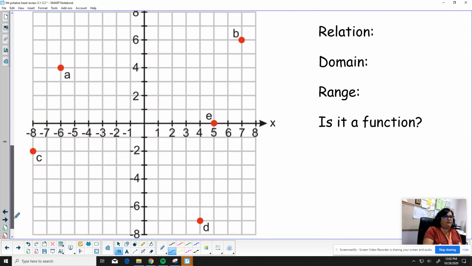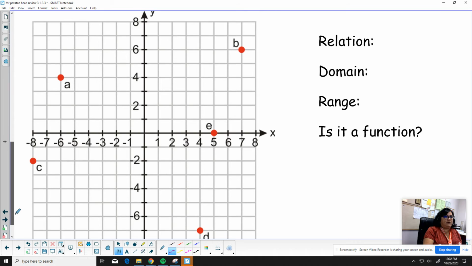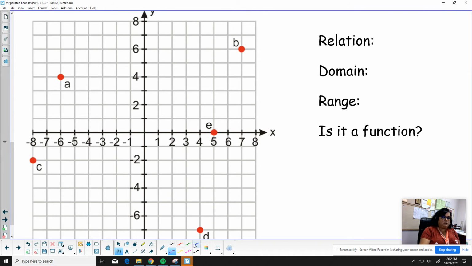Okay, and I've got a graph here, which is the same thing. I just need to write down the points, the domain, the range, and if it's a function. So let's do that. For the relation, this would be negative 6, 4. B would be 7, 6. And you don't have to go in this order.